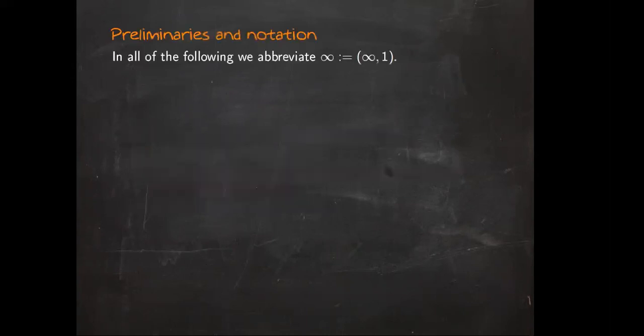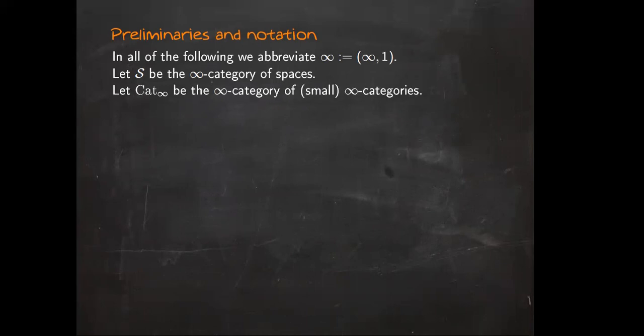First of all, to the preliminaries. Whenever we say infinity in the following hour, we mean infinity one, so there's no infinity n involved here. The most basic notion here will be the infinity category of spaces, which will play the role of sets. It's the infinity topos that is underlying everything we do. And more generally, or more specifically, depending on your perspective, there's the infinity category of small infinity categories, which we denote by Cat infinity.